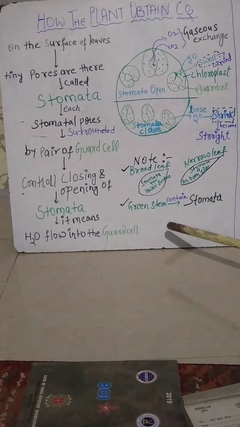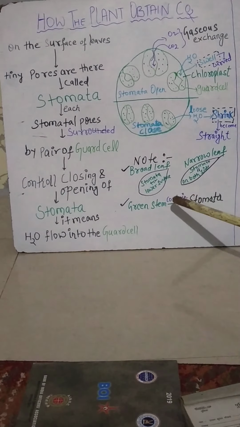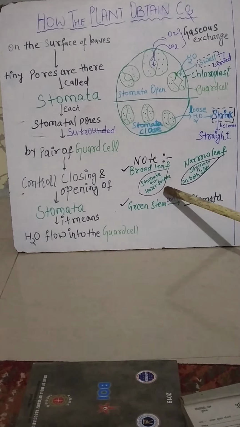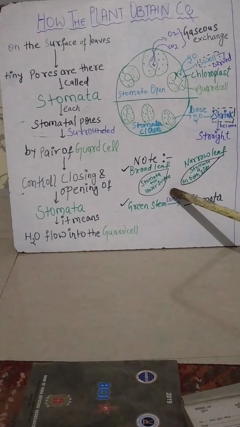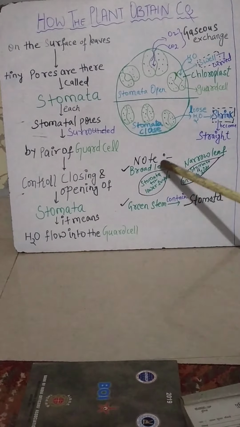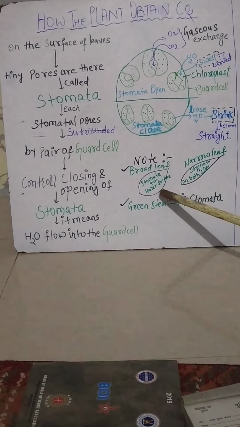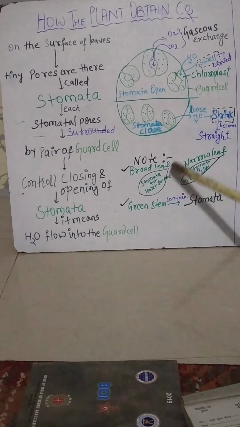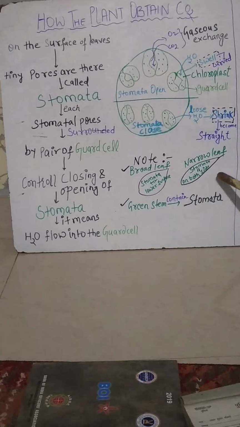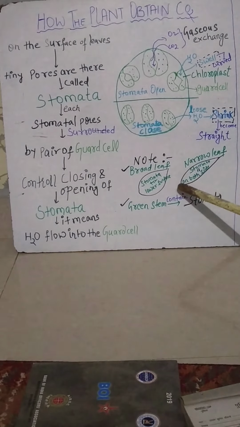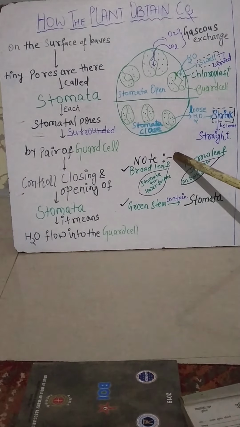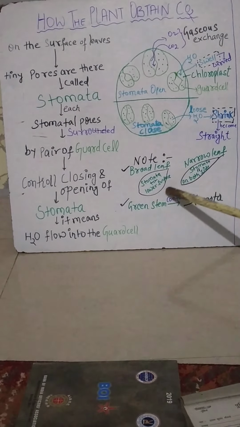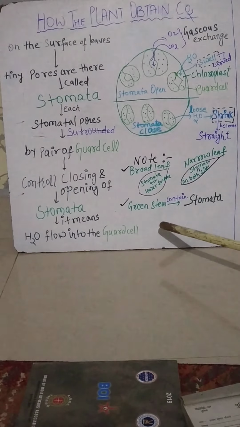Now some important pointers: some plants have broad leaves, some plants have narrow leaves. In plants having broad leaves, stomata are present mainly on the lower surface. In narrow leaves, stomata are present equally on both sides, on the upper surface and on the lower surface, equally distributed. But in broad leaves, stomata are present on the lower side. The next one is green stems.